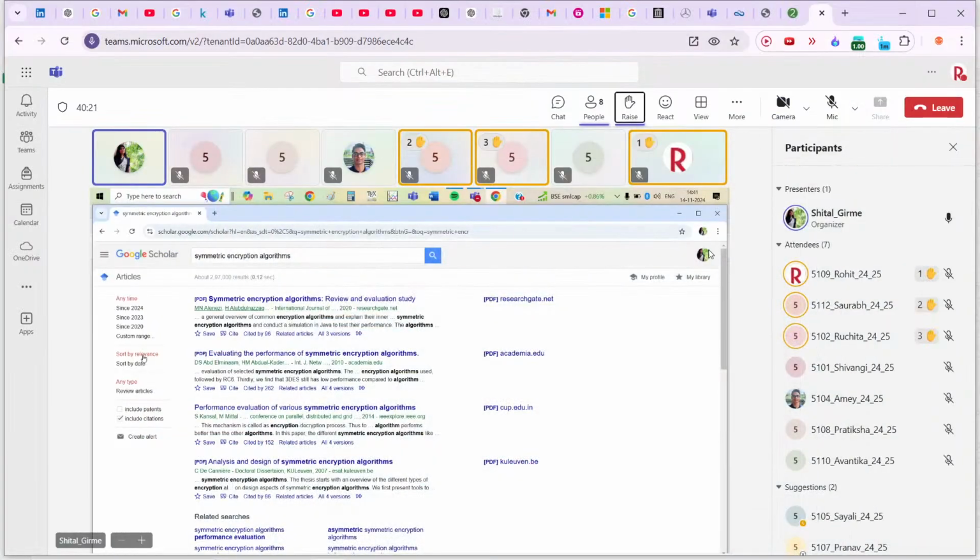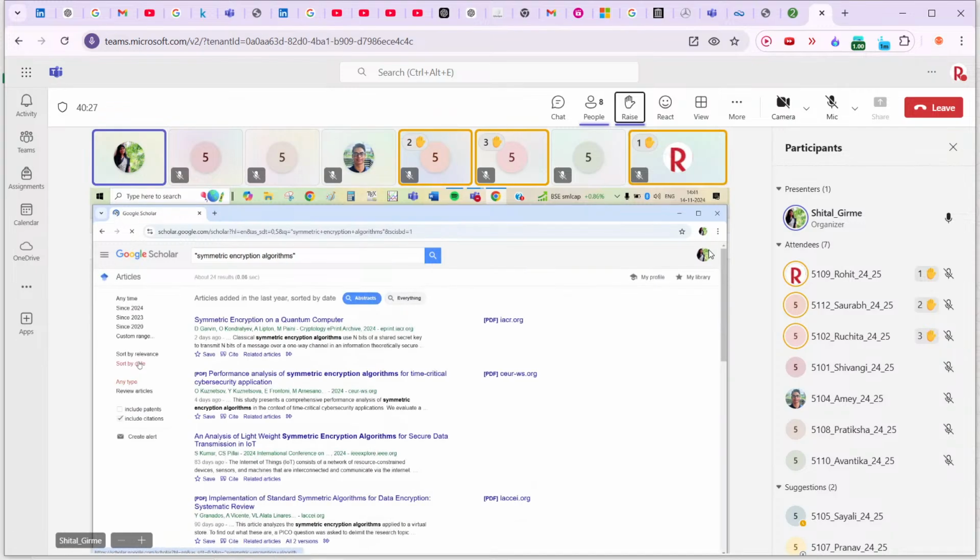So I can sort by relevance. Right now it is sorted by relevance. If I want to sort by date, I can pick date. Okay, so sort by date is also done.